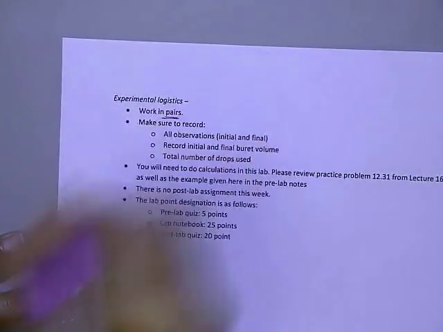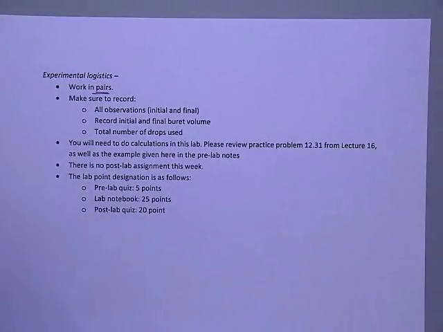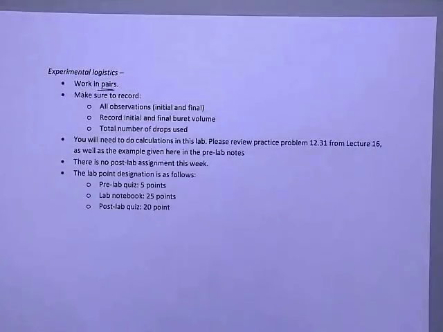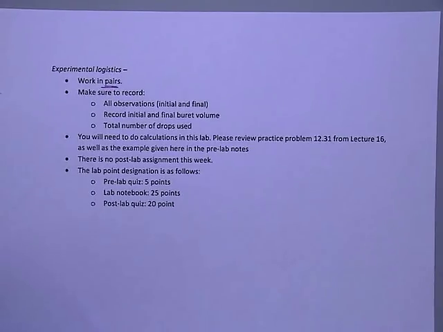So a few experimental logistics. You're working in pairs this week because there's a lot of maneuvering with the titration and making sure that you don't surpass the equivalence point. So you want your, in part A and part B, that color change to be a very faint pink. If it's a dark pink, you kind of surpass that equivalence point, that end point, and you should really redo it, but leave it up to your lab instructor.